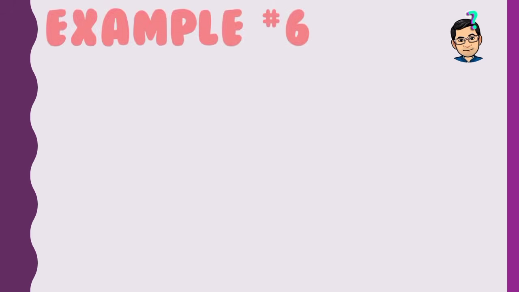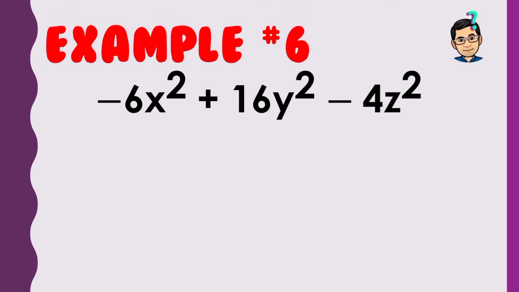Okay, so let's have number 6. Negative 6x squared plus 16y squared minus 4z squared. So, kung mapapansin nyo, yung first term natin, ang sign niya is negative. So, kapag ganito ang given natin, kailangan nating i-factor yung negative para maging positive. And then, kapag finactor natin yung negative na yun, lahat ng sign ng kasunod na terms niya ay magbabago din.